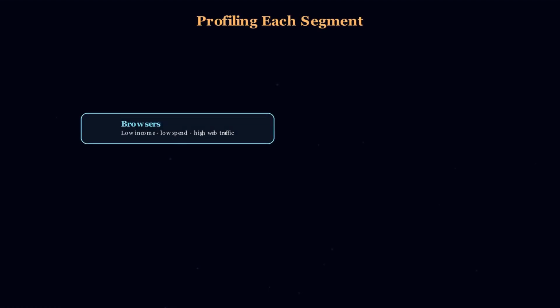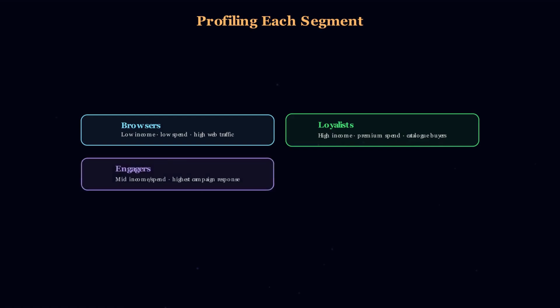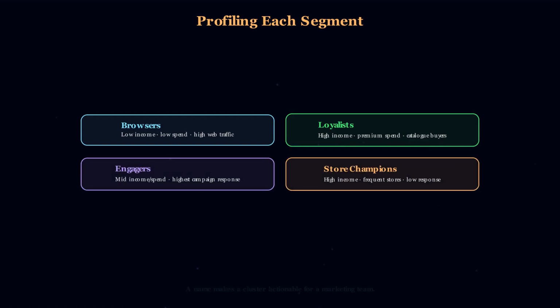Step 6, profiling. This is where unsupervised ML becomes business value. Group the original data by cluster label. Compute the mean of every feature within each group. Cluster 0, low income, low spend, many web visits. Likely young or budget-conscious customers. Call them the browsers. Cluster 1, high income, very high spend on wine and meat, few web visits, many catalog purchases. Premium offline shoppers. Call them the loyalists.